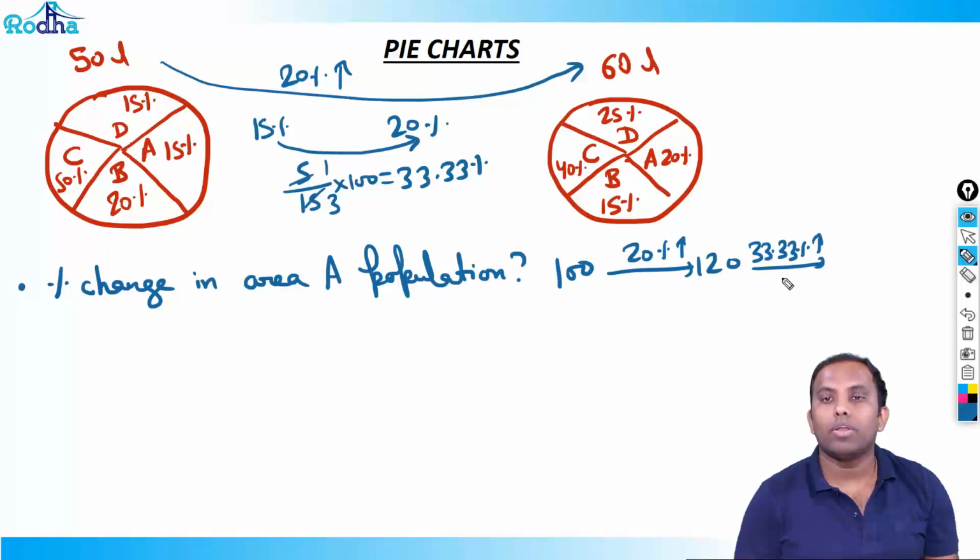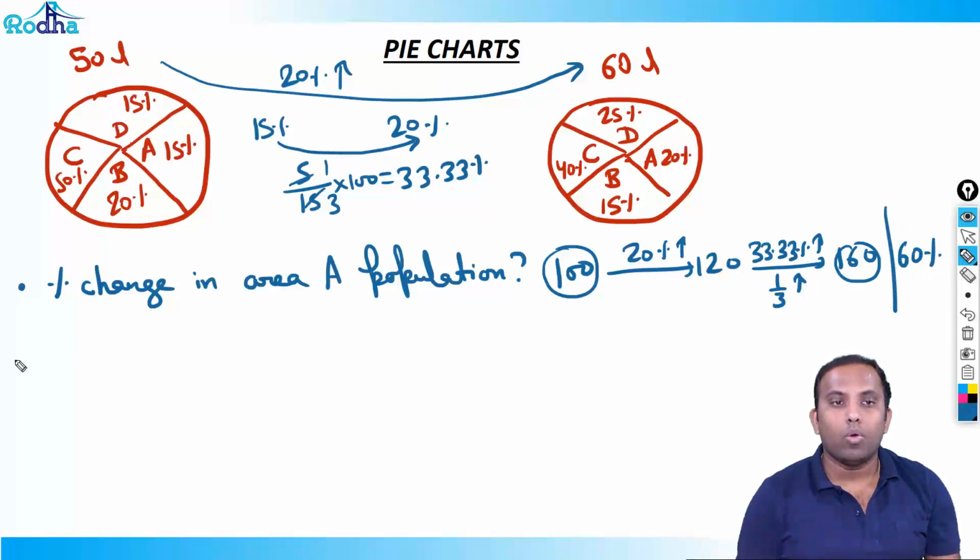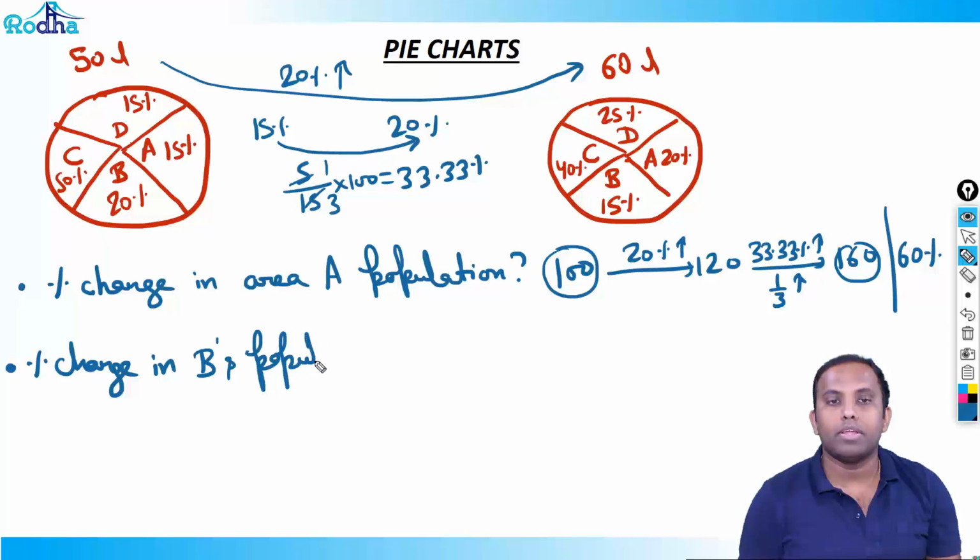So A has further increased by 33.33%, or 1/3. That is how much? That is 120, 1/3 is 40. So 120 plus 40, 160. So 100 becomes 160. So what is the change in A? 60%. Now the same thing I ask you: what is the percentage change in area B population? Percentage change means I have to say increase or decrease also. So it is 60% increase, 100 to 160, right?